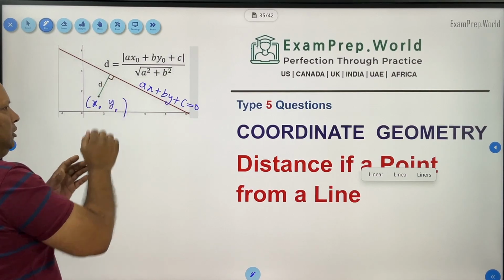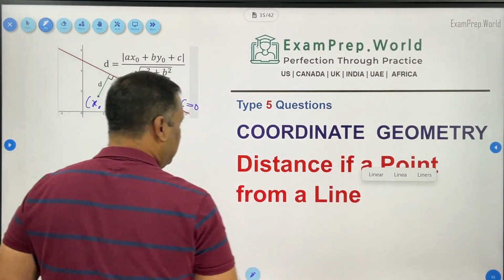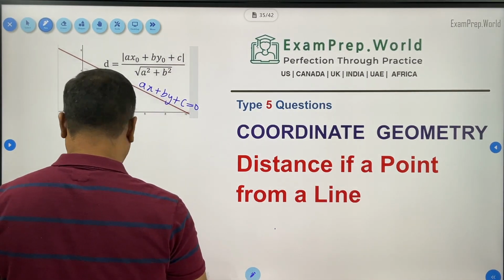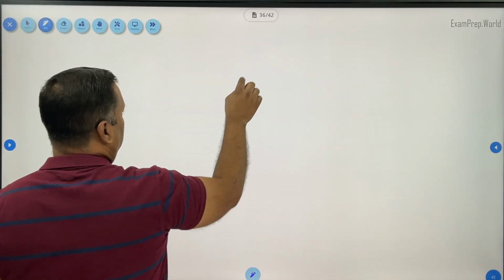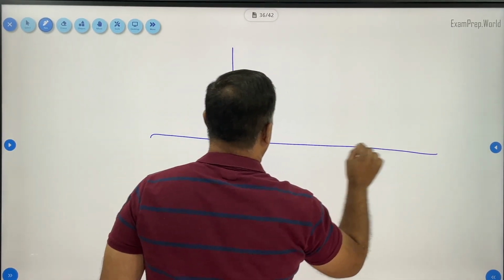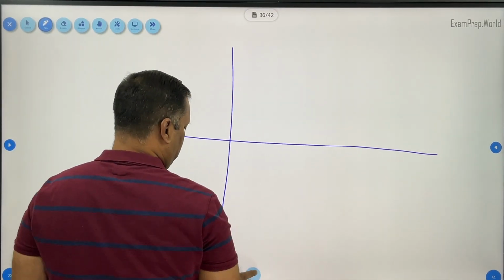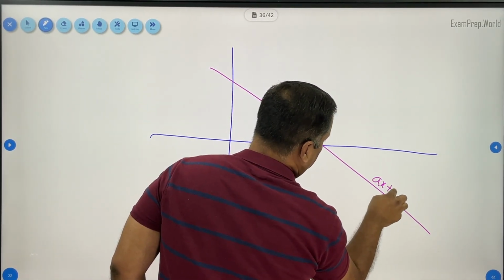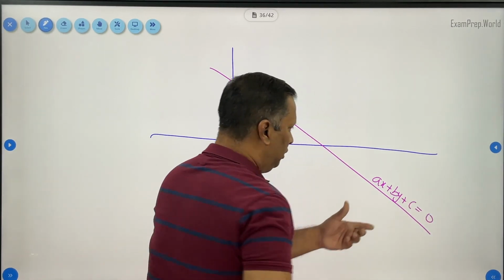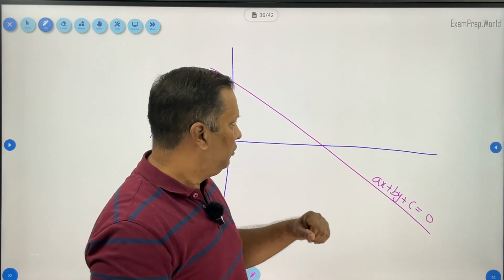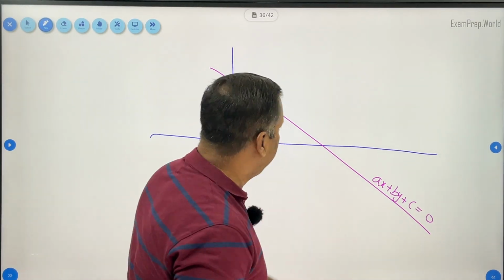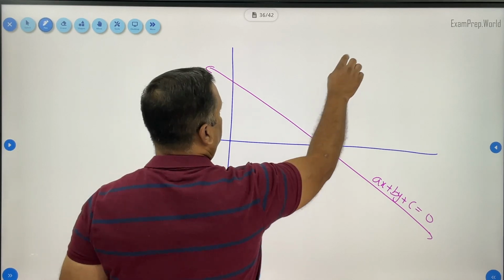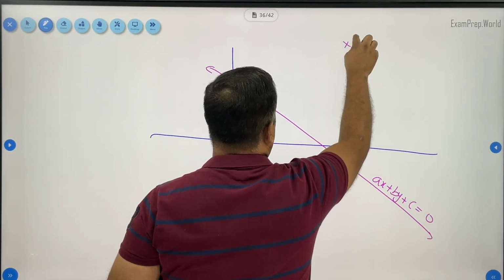That's why, the shortest distance. Suppose this is a coordinate system and this is one of the lines. So let me draw the line with another color. This line is ax plus by plus c equal to 0, normal form, not the y-intercept form. So it is the standard form of a straight line. Now you have another point here. I will mark the point here. Yeah, this is point P.